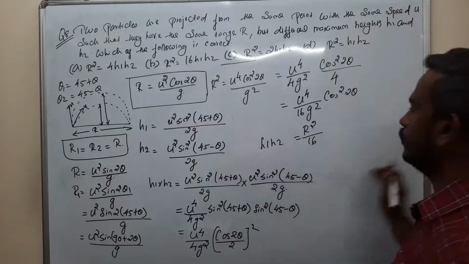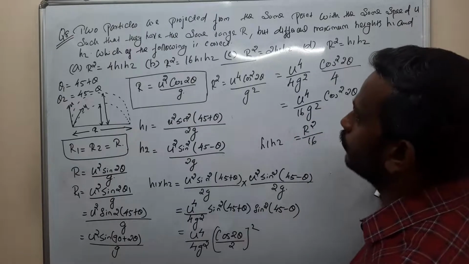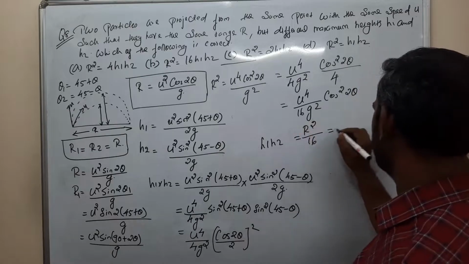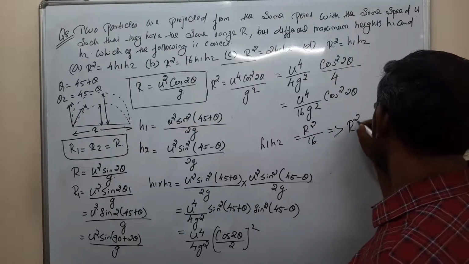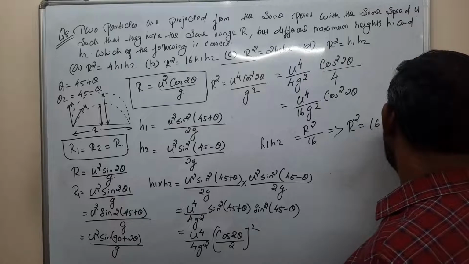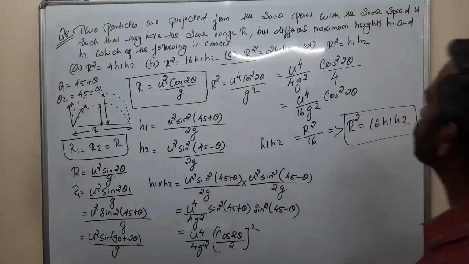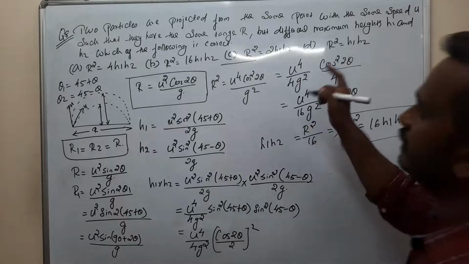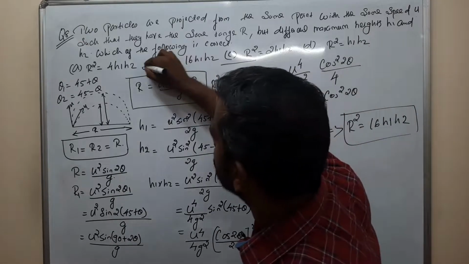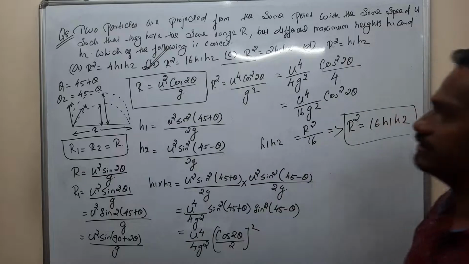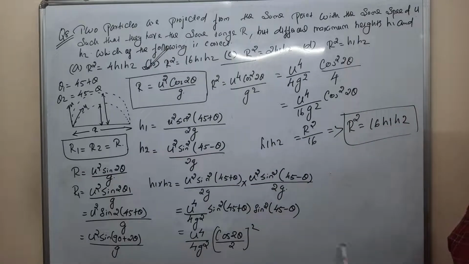So what we have to prove is R². From this equation, R² is equal to 16 h1 h2. This option is there: R² = 16 h1 h2. So this is the answer. Option B is the answer. Clear?